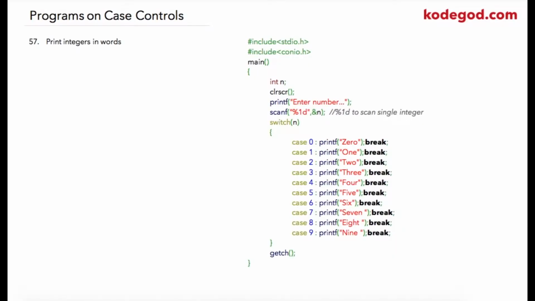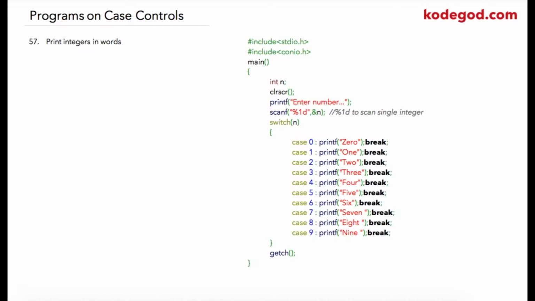In the previous lectures, we have seen theory on case control structures. In this lecture, we are going to check a few programs on case control structures. In the first program related to case control structure, we are going to ask the user to enter a number and then we are going to print that number in words.